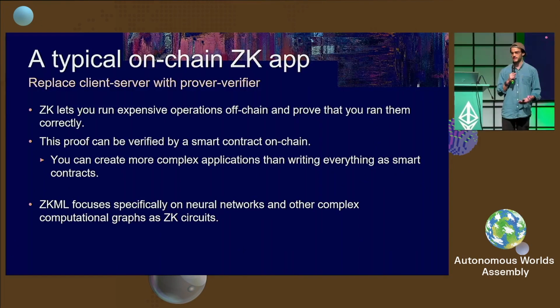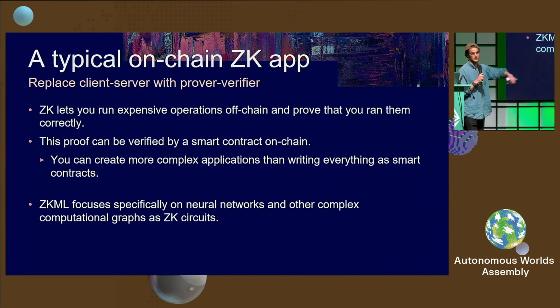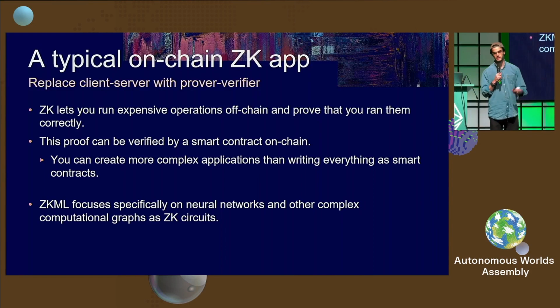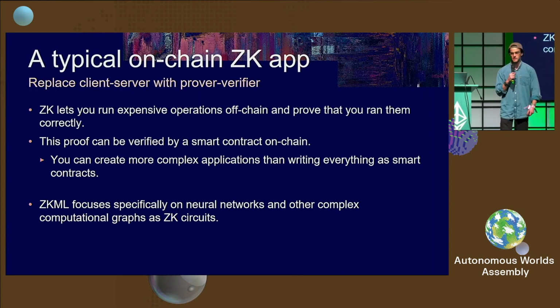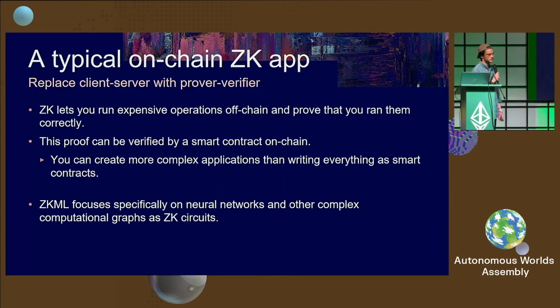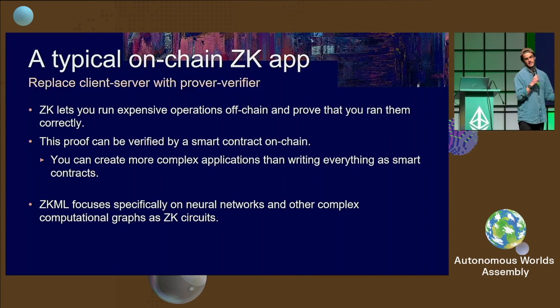What does a typical ZK app look like? This is just one mental model for it; there are many others. But you're basically replacing a client-server dynamic with a prover and verifier. ZK lets you run really expensive operations off-chain and then prove that you ran them correctly. And the person verifying this can be a smart contract, so not a person at all. Developing in this fashion can allow you to encode more complex dynamics into an on-chain application than you would otherwise by writing everything in, say, a smart contract language like Solidity. And ZKML is a superset of ZK, which focuses specifically on turning neural networks and other complex computational graphs into ZK circuits.